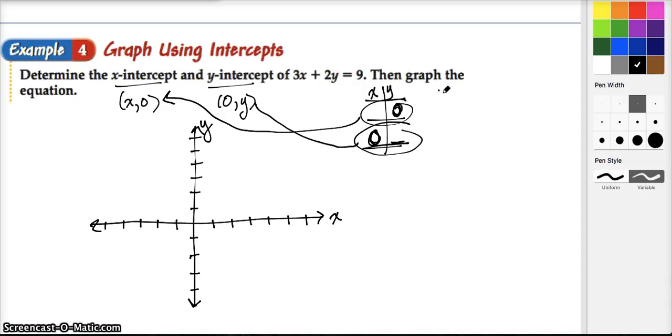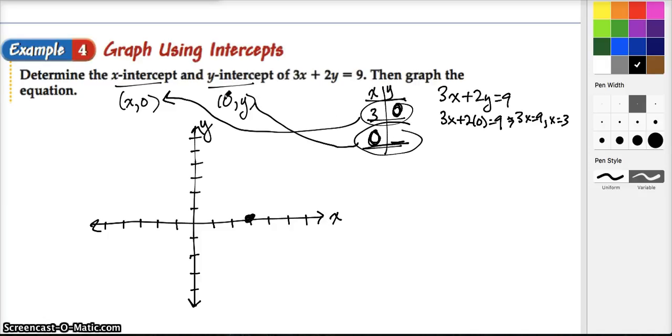So I take the equation, which we know to be 3x plus 2y equals 9, and to figure out the x-intercept, I'm going to replace the y value with 0. So I get 3x plus 2 times 0 is equal to 9. When I solve this, I get that 3x equals 9, which tells me that x is equal to 3. So 3 is the x-intercept. When y is equal to 0, x is equal to 3. Here's 1 point on the line.